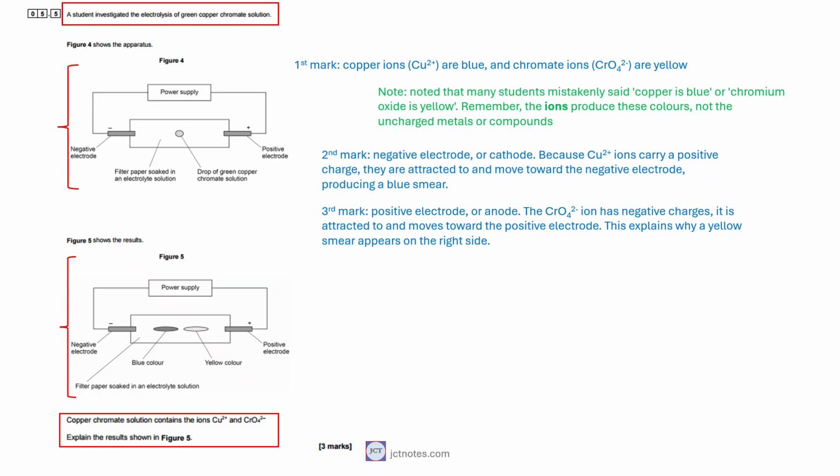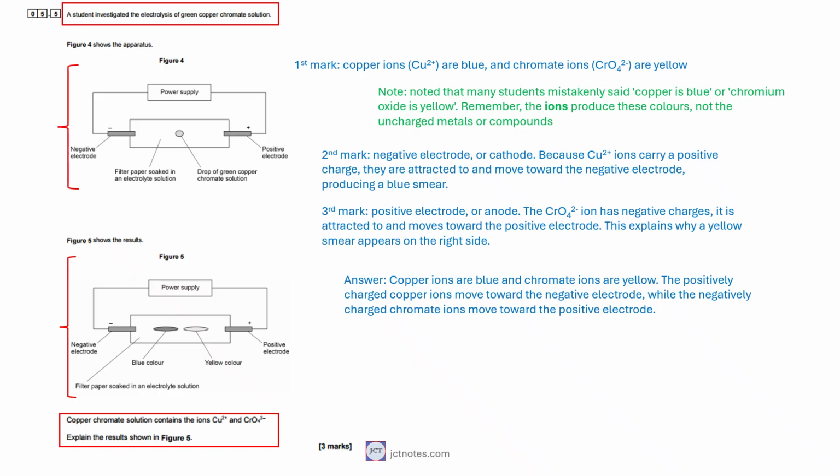So, a full mark written answer is, copper ions are blue and chromate ions are yellow. The positively charged copper ions move toward the negative electrode, while the negatively charged chromate ions move toward the positive electrode.